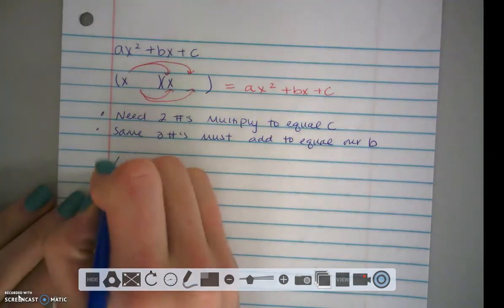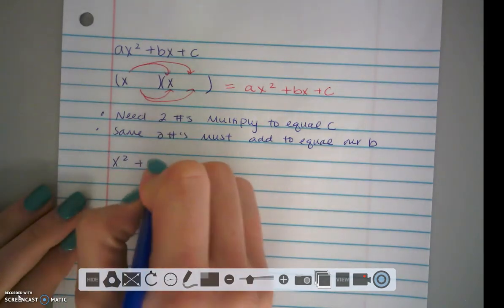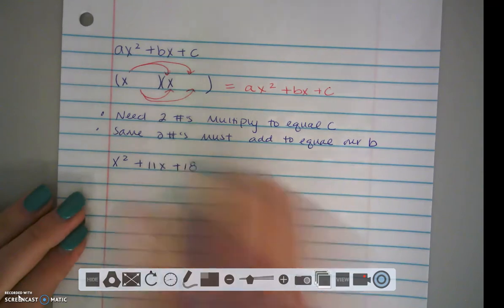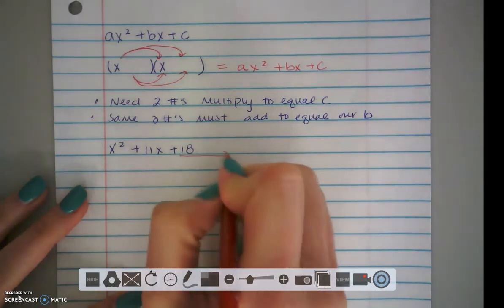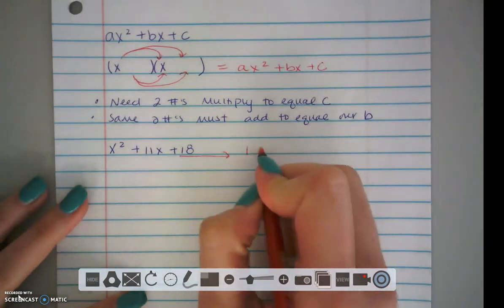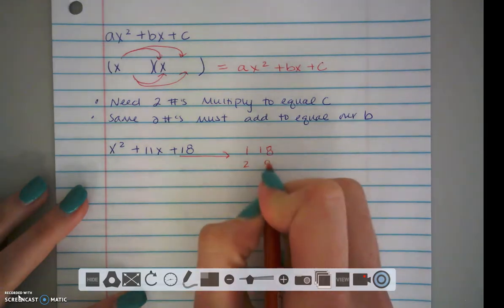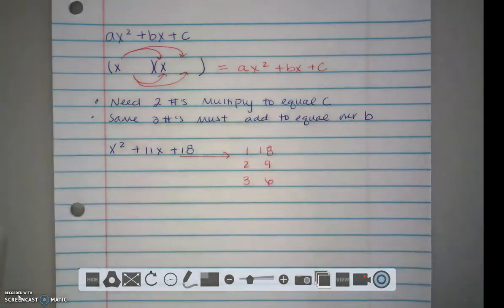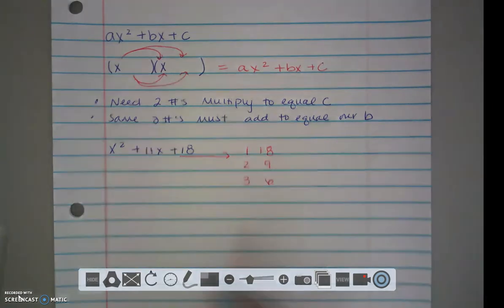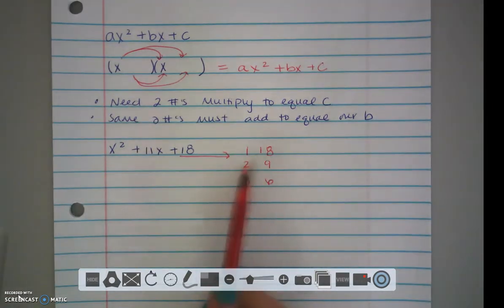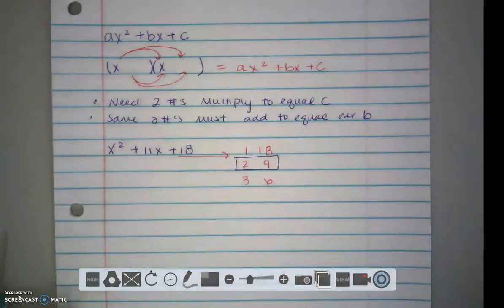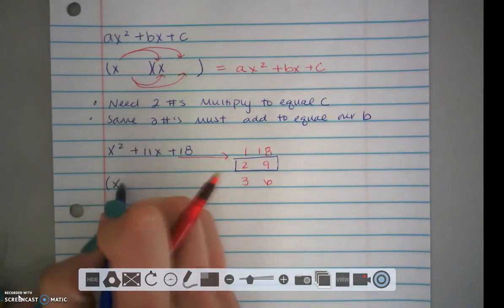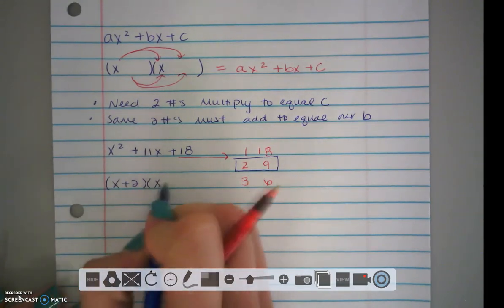Let's look at x squared plus 11x plus 18. The first thing that we want to do is we want the factors of 18. What multiplies to be 18? We know that's 1 and 18, 2 and 9, 3 and 6. But of these factors, which one could I add or subtract to help me get to 11? Hopefully you recognize that 2 plus 9 equals 11. And we're going to write this as x plus 2 times x plus 9.